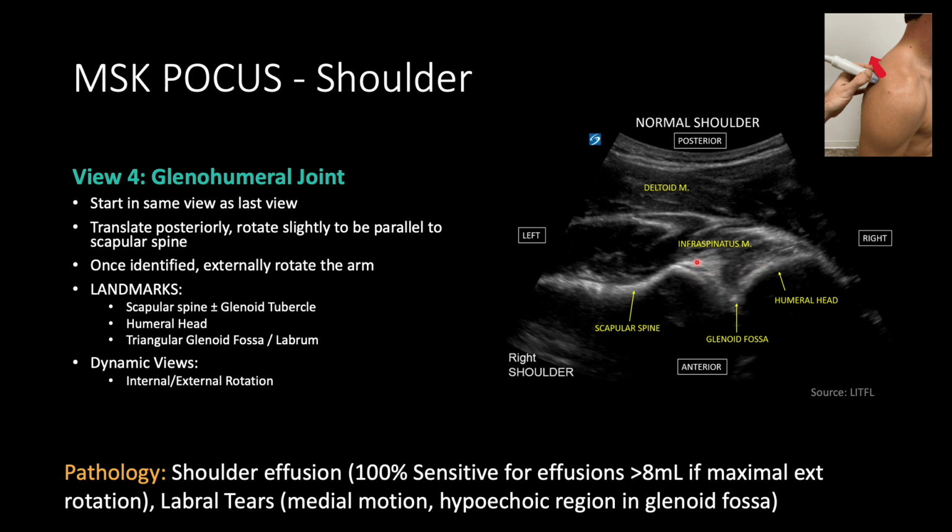This is also the most sensitive spot for us to identify shoulder effusions, and this view is 100% sensitive for effusions of the glenohumeral joint that are greater than 8 milliliters, as long as the patient is maximally externally rotating the arm. And then you can also identify labral tears, which might show medial motion or hypoechoic regions in the glenoid fossa, which could represent a disruption of this labrum.